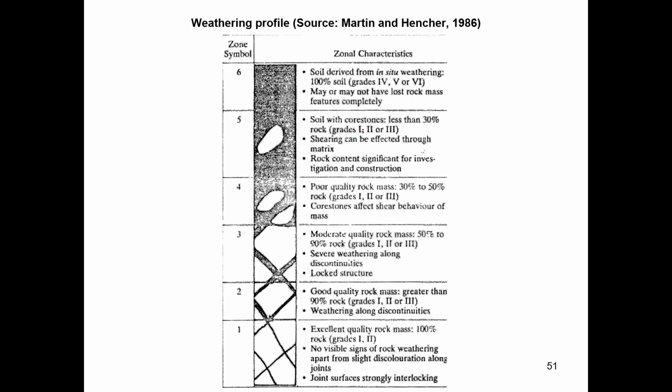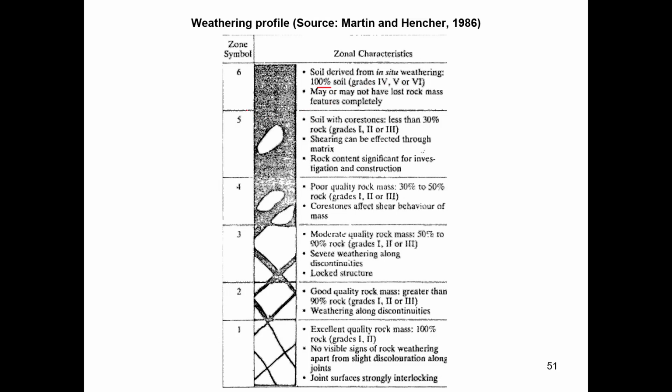So another type of weathering classification refers to the proportion of soil and boulders. For example, here for grade 6, there are no boulders. So soil derived from in situ weathering is 100% soil.